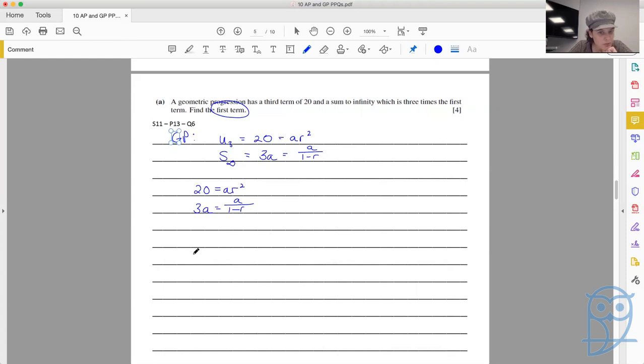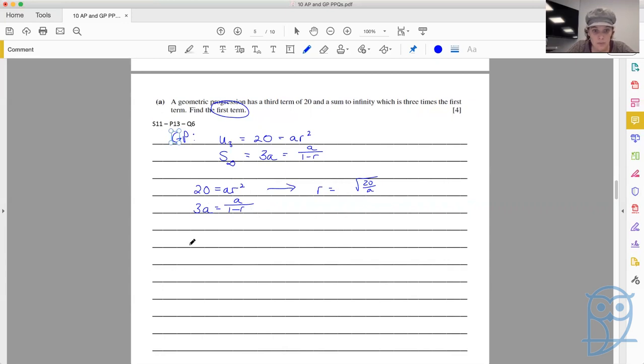We're going to take a bit of time to think. Okay, because we could do a equals 20 over r squared. We could do r equals root 20 over a. If we divide by 3, we still got a on both sides. So we want to get everybody together. So I think on this one I'm going to go with r equals root 20 over a, for the simple fact that then I'm only going to be substituting it once.